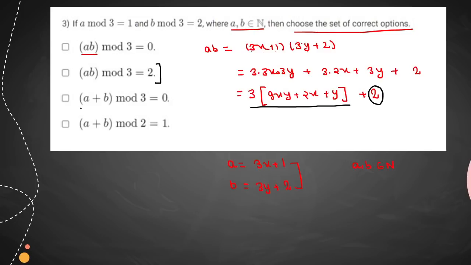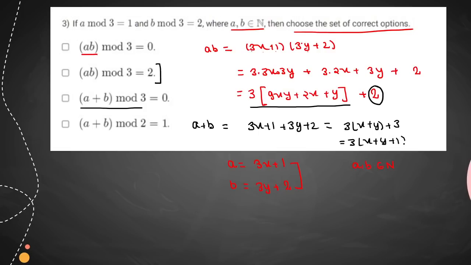So similarly we have to check for addition. So A plus B will give 3x plus 1 plus 3y plus 2. So it will be equal to 3 times x plus y plus 1. Okay, so it is completely divisible by 3. So that means modulus of A plus B when divided by 3 will be equal to 0. So these two options are correct.